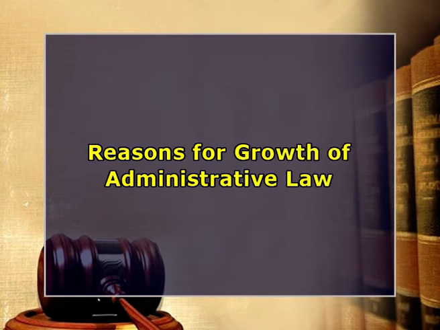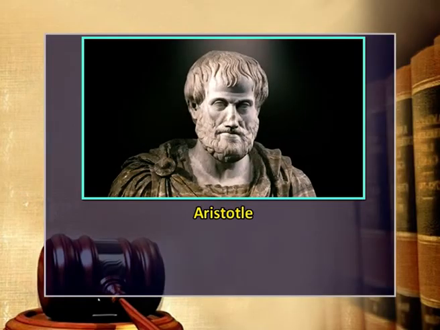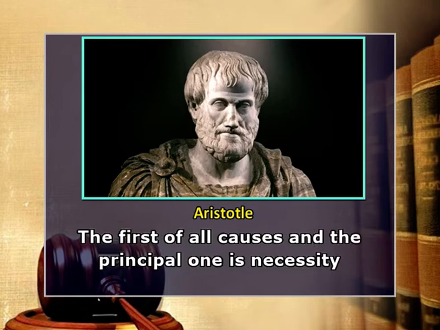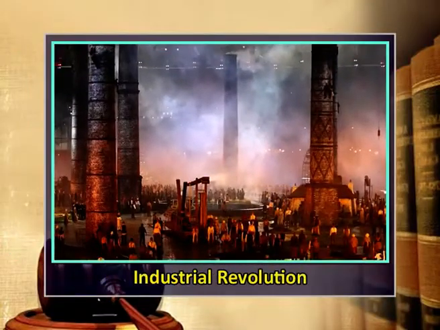Reasons for growth of administrative law. Administrative law seems to have developed from a combination of forces. As observed by Aristotle, the first of all causes and principal one is necessity. Demands for special regulation were made when striking abuses appeared with the Industrial Revolution. A practical need for control developed. The legal system which could assert this control had not kept pace with the rapidly changing structure of society and was not readily adapted to the complex situation which was presented to it for adjustment.